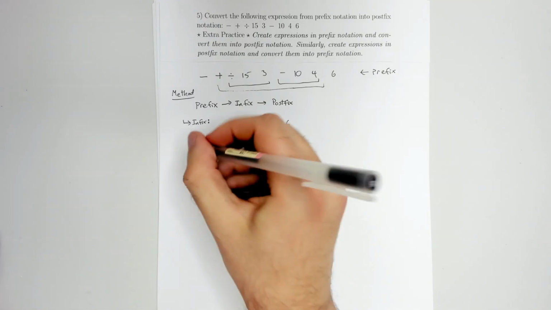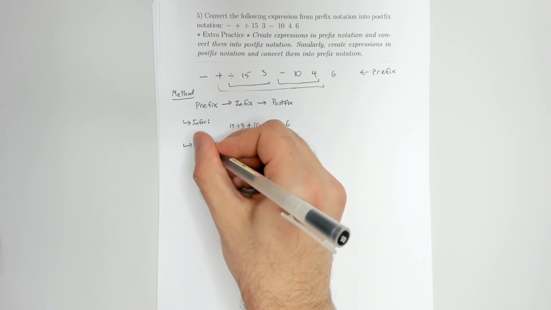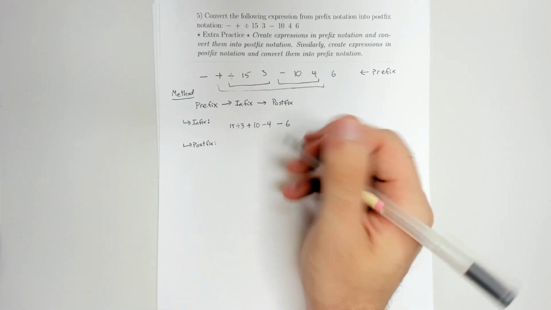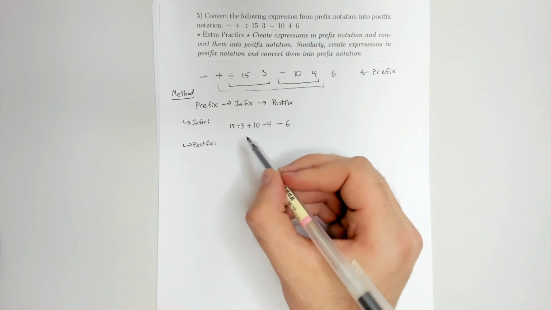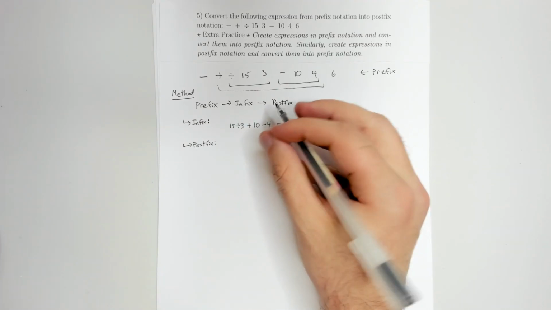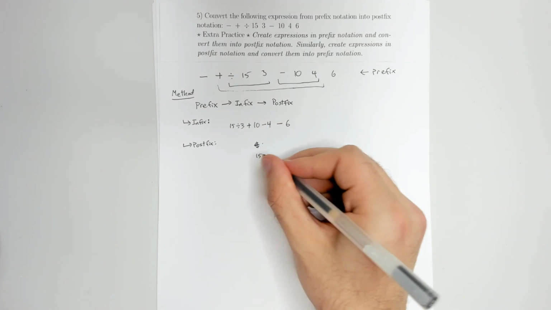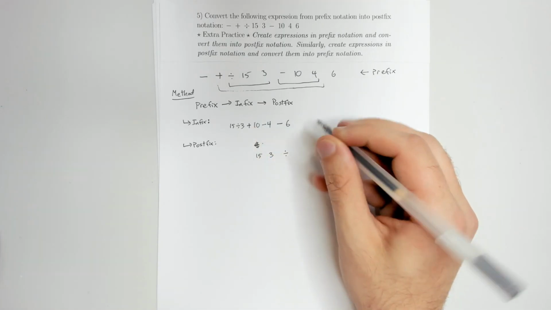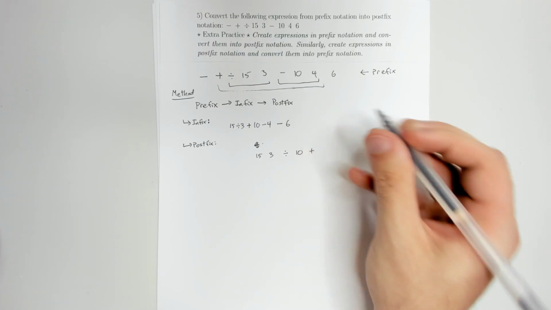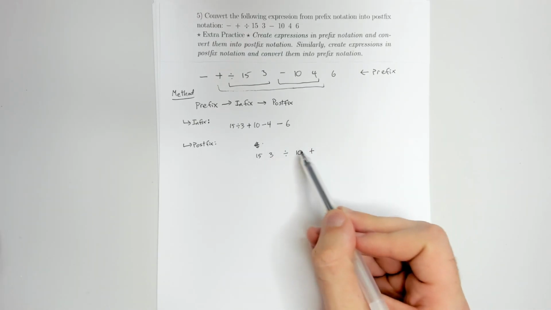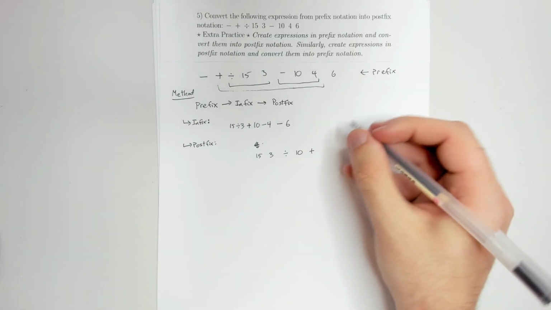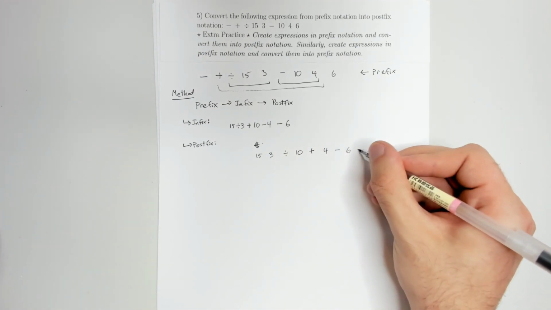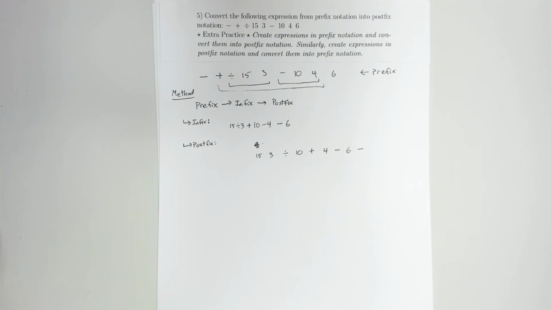Now we can take that and convert it into postfix. So to convert this into postfix, the first thing we're doing is 15 divided by 3. So we can write 15, 3, and then a division sign. After that, we're adding 10 on. We can write the 10 and then plus, because this result will be added to the 10. And then we're subtracting 4 from that. So we can write 4 and then minus. And then we're subtracting 6 from that. So that would be the statement converted into postfix.